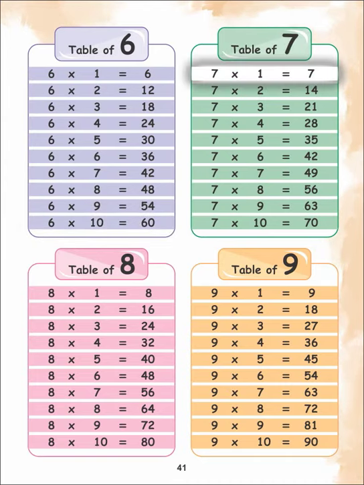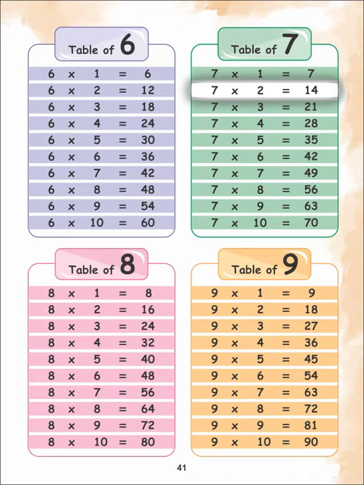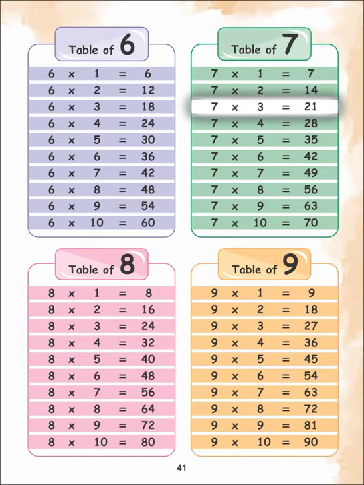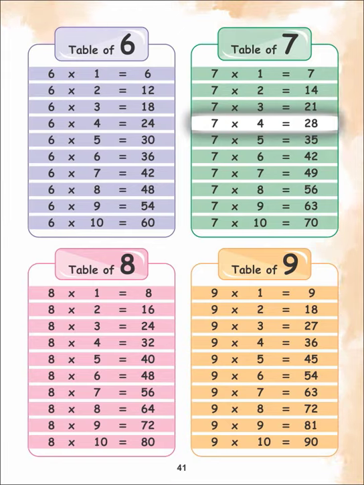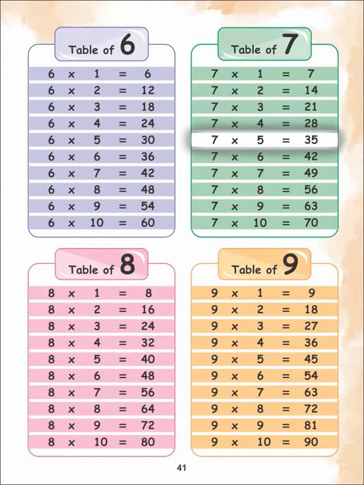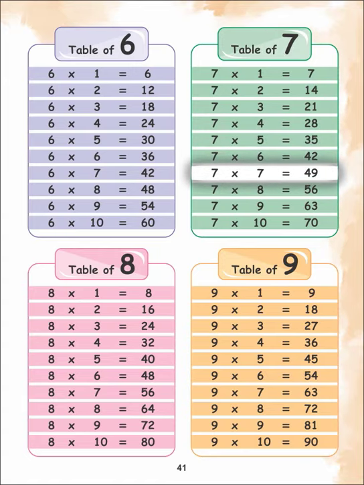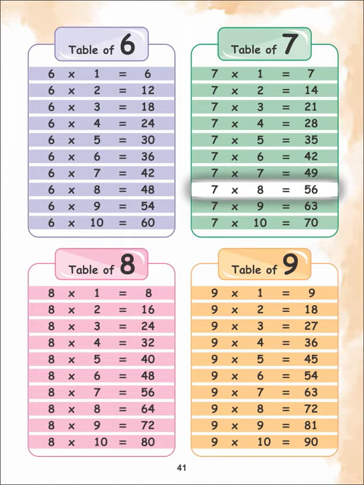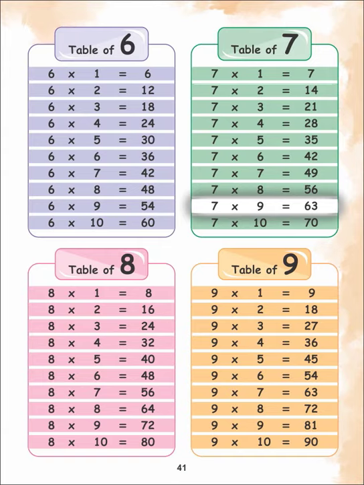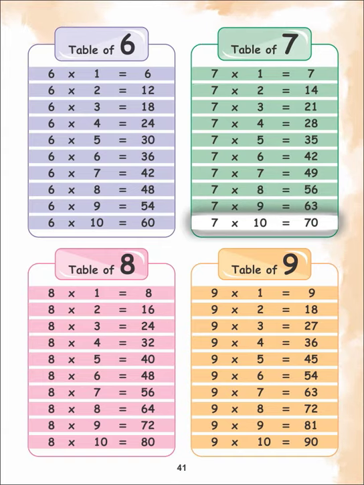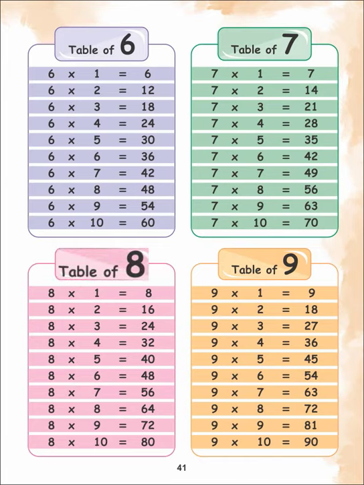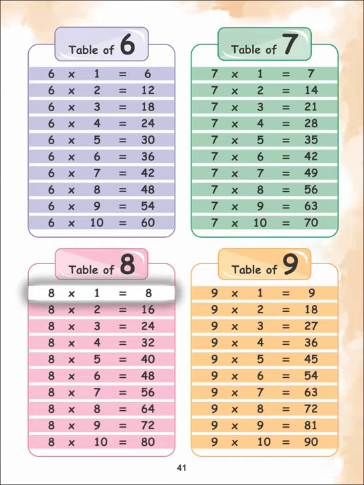7 ones are 7. 7 twos are 14. 7 threes are 21. 7 fours are 28. 7 fives are 35. 7 sixes are 42. 7 sevens are 49. 7 eights are 56. 7 nines are 63. 7 tens are 70. Table of 8. 8 ones are 8.